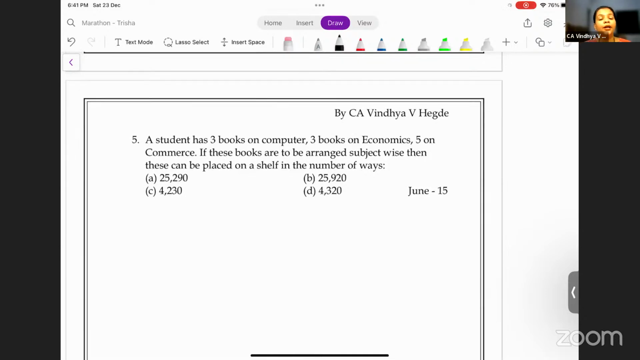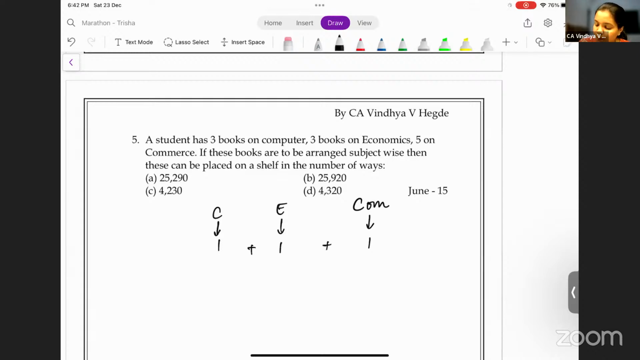Okay. A student has 3 books on computer, 3 books on economics, and 5 books on commerce. If these books are to be arranged subject-wise, then these can be placed on a shelf in the following number of ways. Subject-wise, you have to arrange the books. So first 3 books will be computer. Then 3 books will be economics, something like that, correct? But it need not always be computer. So computer is considered as 1. Economics is considered as 1. And commerce is considered as 1.